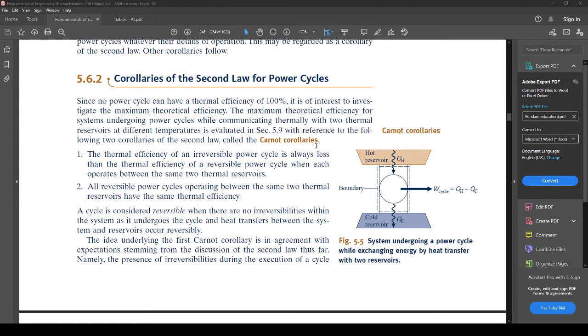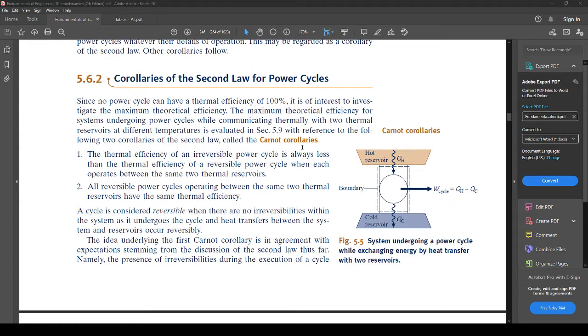So, Carnot corollaries. Carnot did a lot of work with cycles and heat transfer and thermodynamics, and you'll see Carnot brought up a lot. It's called Carnot efficiency and Carnot cycles. Whenever you see that, that's who we're talking about. It's a scientist. I can't remember his first name, but I know his last name was Carnot.